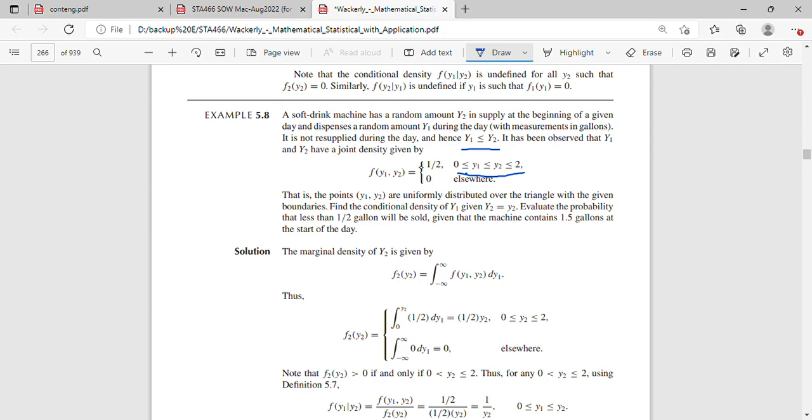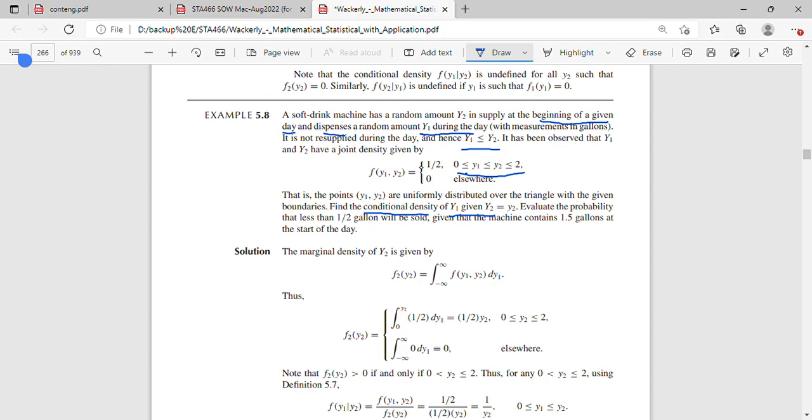Okay, y2 ni supplied at the beginning of a given day. And y1 pula adalah dispense during the day. So because it is not resupplied during the day, y1 ni will be less than or equal to y2. Must be less than daripada y2 sebab dia tak resupplied. Okay, so because of that dia ada this restriction dekat interval. Okay, so yang tak ada masalah lah kan. So sekarang ni nak cari conditional density y1 given y2.